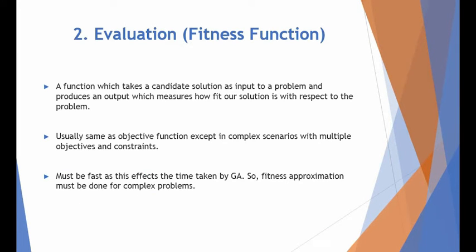Let's talk about the fitness function. We also call it the evaluation process, a function which takes a candidate solution to a problem as input and produces as output a measure of how fit our solution is with respect to the problem. Usually it is the same as the objective function, except in complex scenarios with multiple objectives and constraints. It must be fast, as this affects the time taken by the genetic algorithm. So fitness approximation must be done for complex problems. It is a really important step.